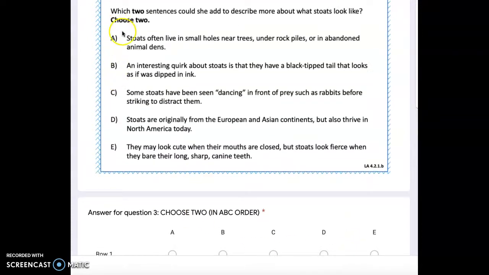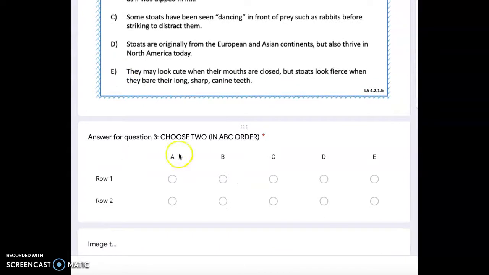So let's say you chose B and then E. I don't know what the answers are, but make sure that you put them in ABC order, row 1 and then row 2.